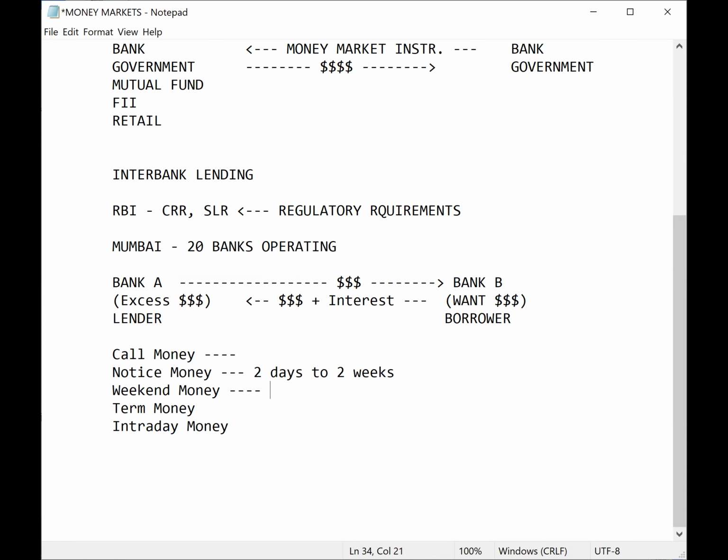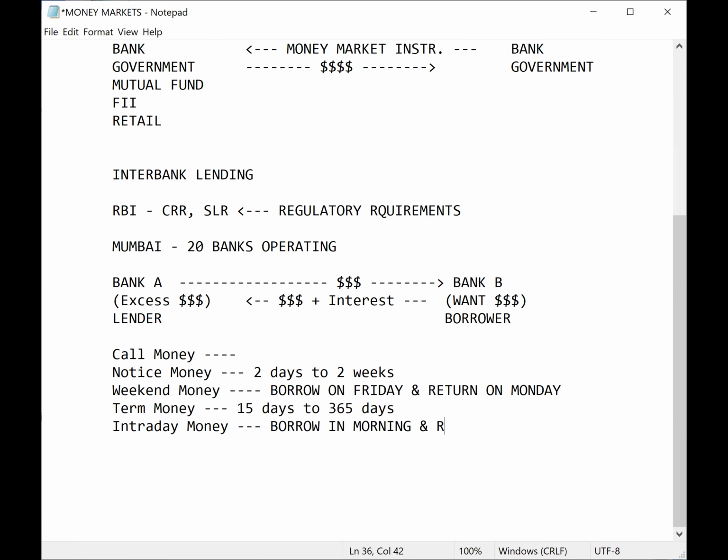Weekend money, what would happen is you borrow on Friday, you keep it for the weekend and return on Monday. Okay? That's the weekend money. In term money, the lending happens from 15 days to 65 days. That's when we call it term money. And intraday money is like you borrow in the morning and return by evening.